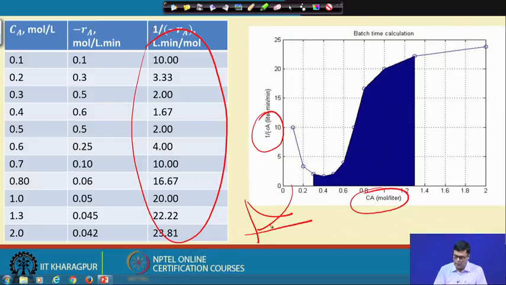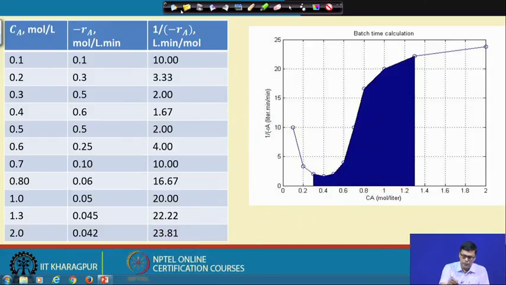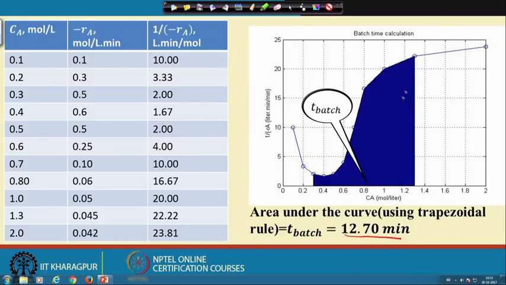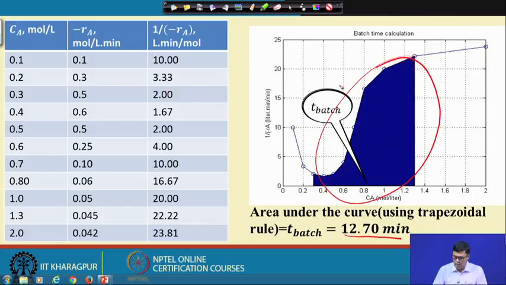Here this point is 1.3, and this is 0.3. Then what is the time required? If you calculate the area under this curve, it will come to around 12.7 minutes. This is the time; if you calculate, you can find it out.